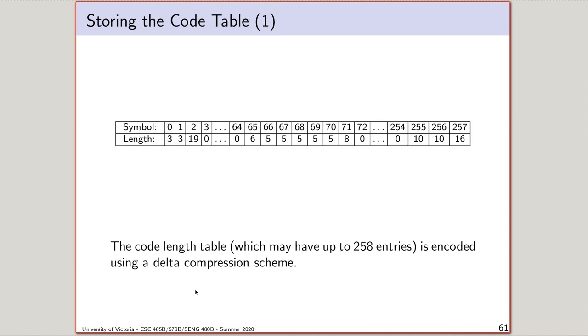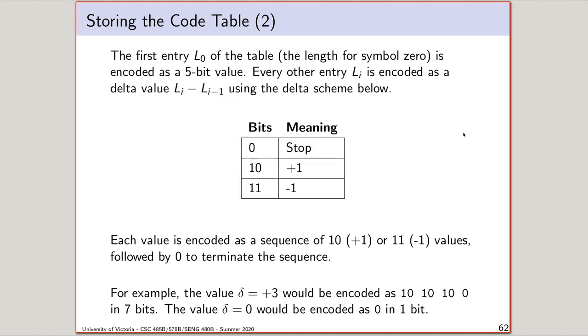Okay, so what about the code length table? I've generated this code length table, and maybe I don't need to store all of it, but suppose I do. Here I've generated a table that actually has a length in its last position. So I store the code length table using a delta compression scheme. I don't use deflate, which encodes the code length table with a different code. We don't do that. We take the code length table and we encode it using delta compression.